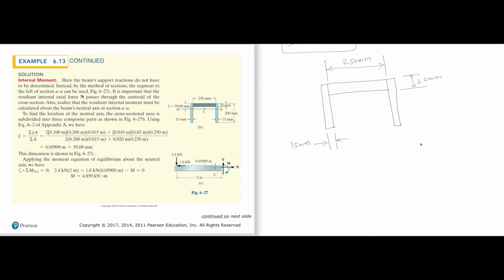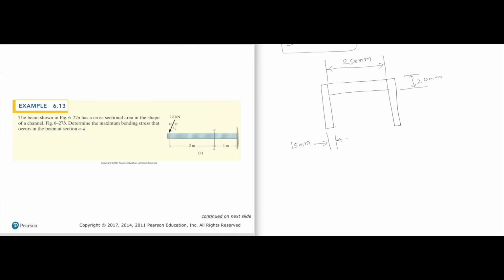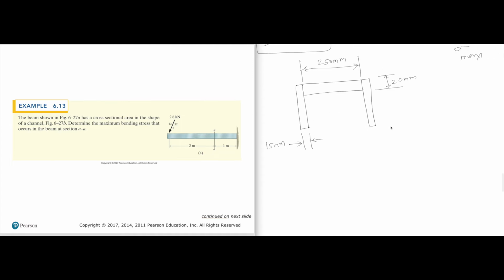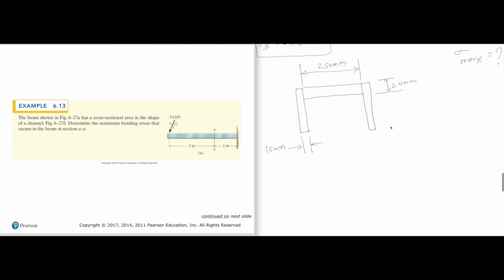Okay. Then the question is, if this is how the cross section is, the question asks you, due to this loading, what is the maximum bending stress? So the question is, what is sigma max? That's the question. How will you find it? What's your idea?